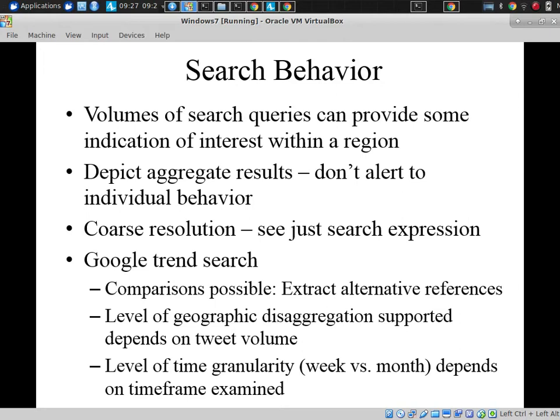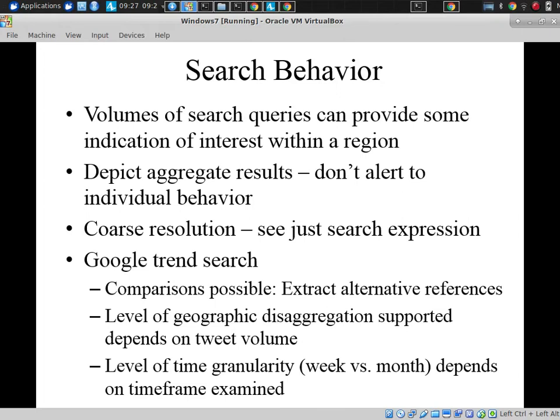Search behavior indicates aggregate results. We're not aware of individuals, and very importantly, we're not aware of subgroups of individuals other than in coarse geographical categories. And it's quite coarse resolution. We see what people searched with and how much they searched with it on a relative basis.